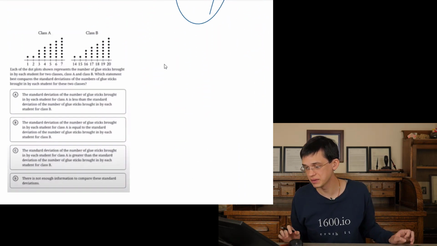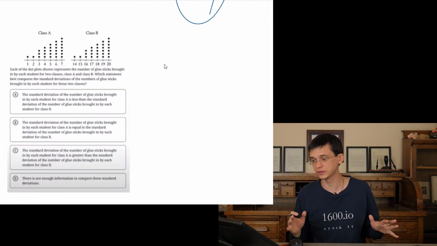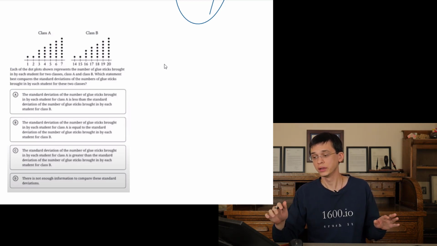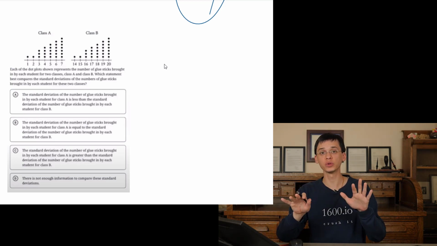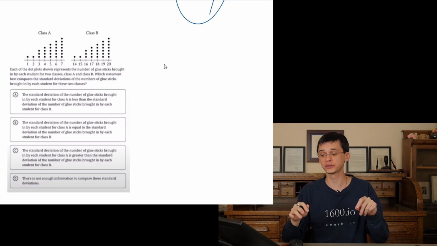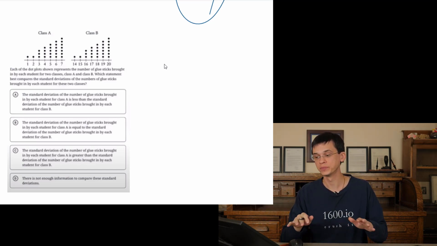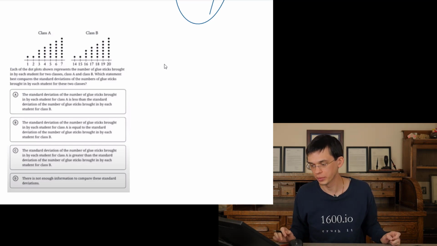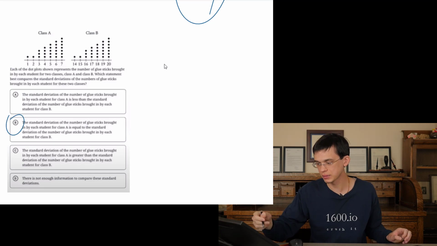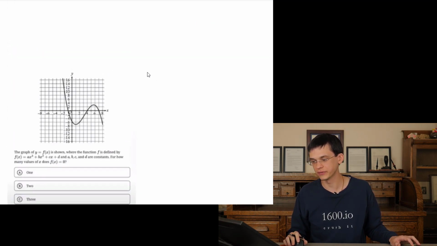Here we have data sets A and B. Which best compares the standard deviations of the two? The two standard deviations are identical. The data is spread equally, which is the only measure that standard deviation cares for. Obviously, the means are going to be different, but the standard deviations are going to be exactly the same. They're distributed identically. The only difference is the axis numbers. So the standard deviation is the same. Not less, and A is not greater, and there is enough information for that.